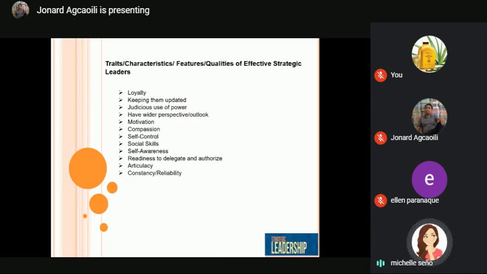Articulacy. Strong leaders are articulate enough to communicate the vision of where the organization should head to the organizational members in terms that boost those members. Articulacy. So, another trait po ng isang strategic leader. So, yung vision po, kailangan ina-communicate din po siya para maliwanag po sa kanila kung ano po yung goal ng isang institution.